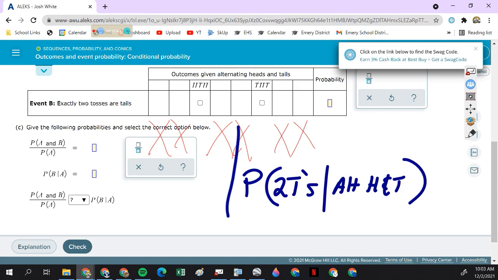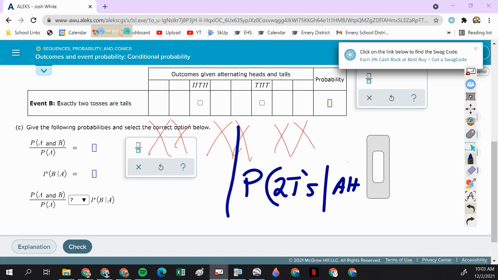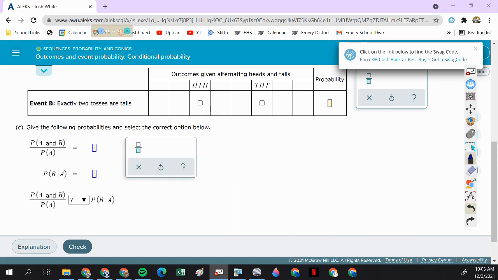Give the following probabilities and select. I wish I could cut this part of the question out because I like the top half.